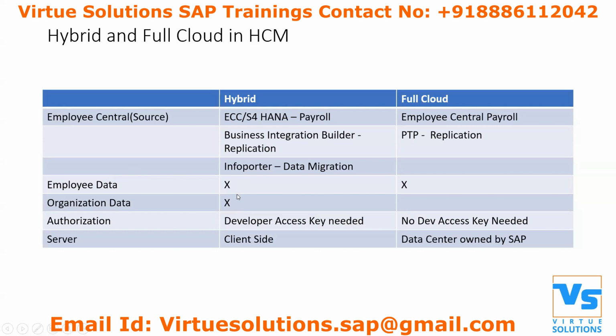Again, this is very important. In the hybrid scenario where you have your ECC as your target system, replicating from EC to ECC, you can replicate employee data and organization data via business integration builder. But in Employee Central Payroll, you can only replicate employee data. You cannot replicate the relationships, the A to B, A relationships and B relationships. Those relationships you cannot replicate. Although you can replicate the job text or the position text or org text, but not the relationships.